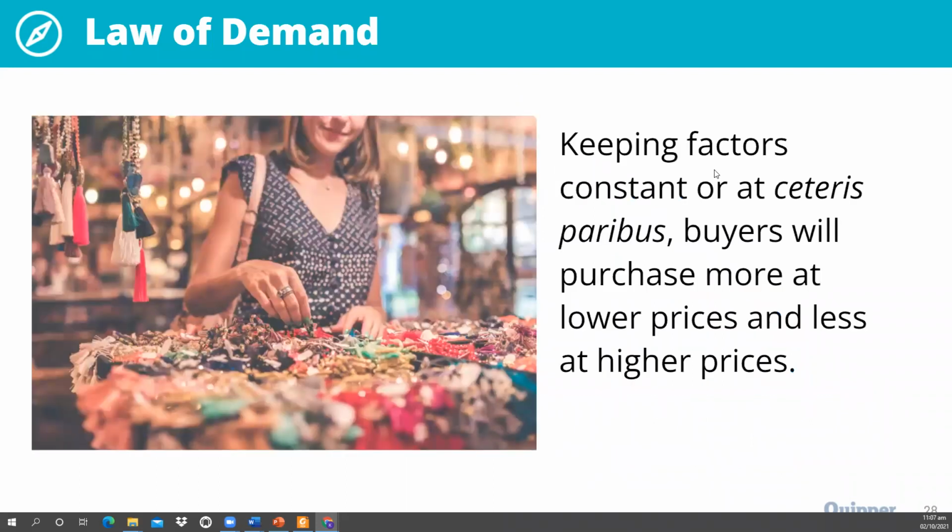Okay, so keeping factors constant or ceteris paribus, buyers will purchase more at lower prices and less at higher prices. So without considering the quality, the brand, or anything, kumbaga yung price lang itself, most of the buyers will always choose the cheaper one. Okay?